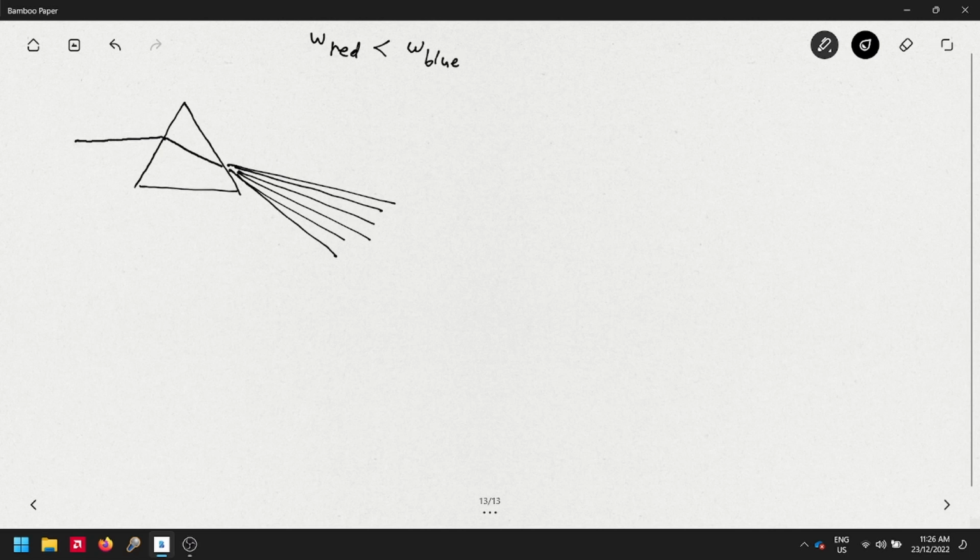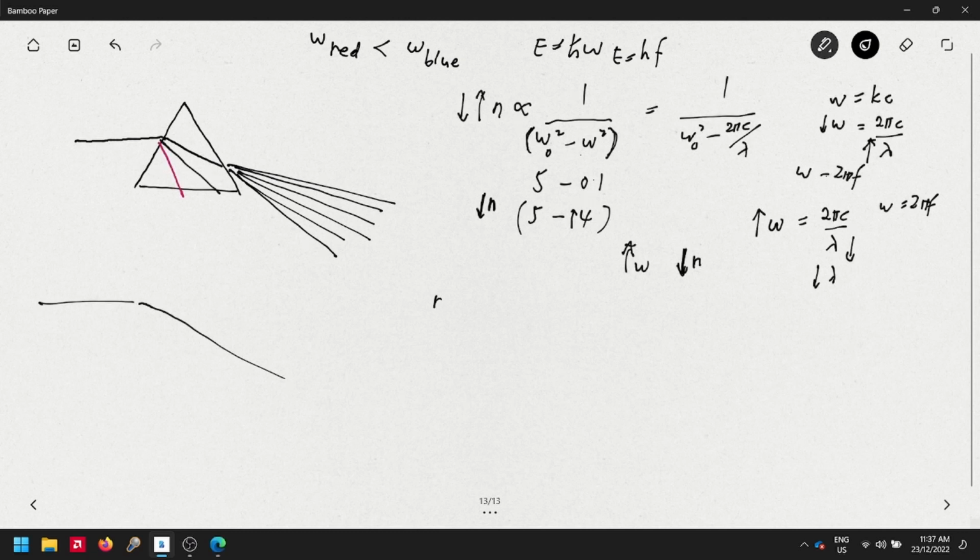So I thought that because of this, the energy of red color, because energy is given by omega, right, or hf, so I thought that because of the low energy, then it will refract more. So if I take my n, it's proportional to 1 over omega naught squared minus 2 pi c over lambda, so I need to take the square. So the higher the value of lambda, the lower the value in the bracket, right?